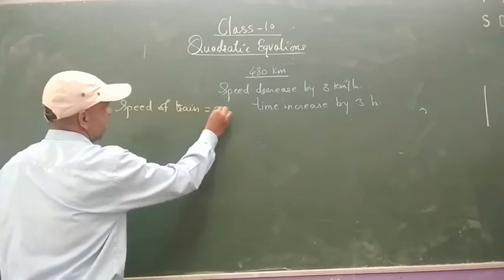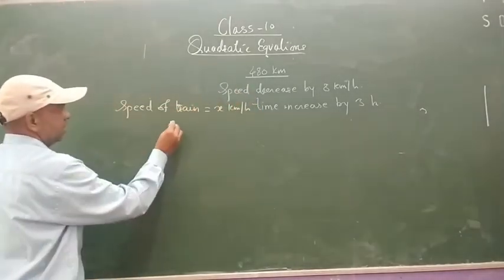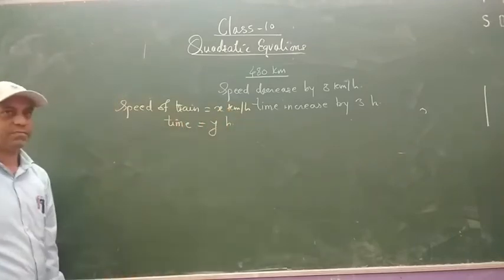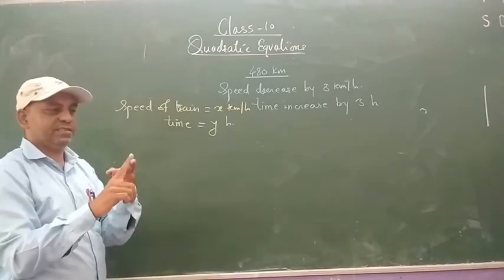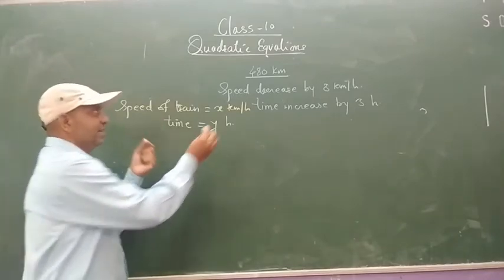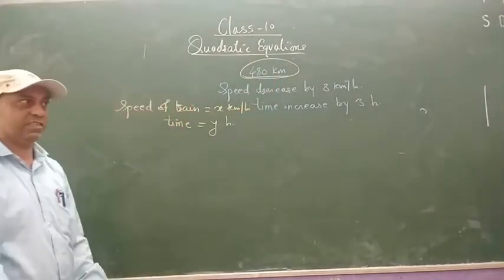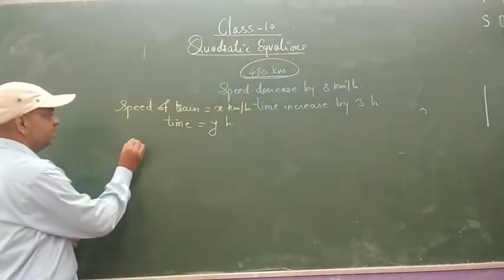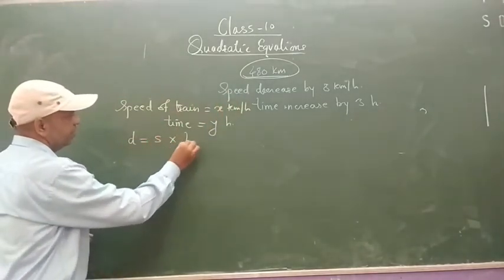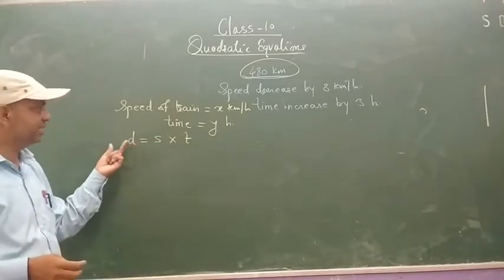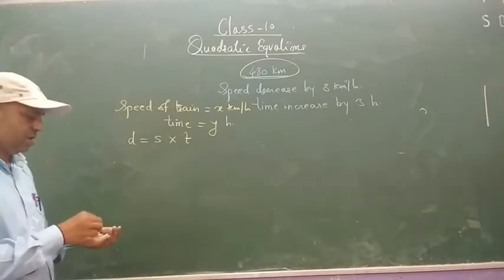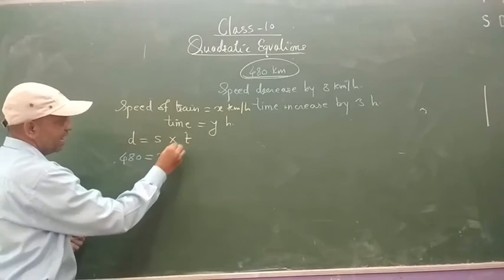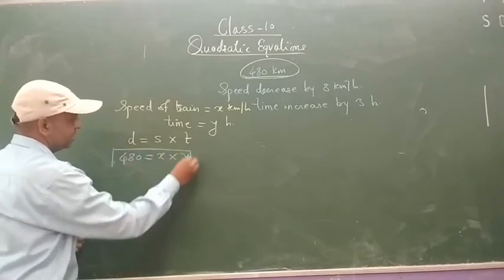Speed of train is x kilometer per hour. So time is equal to y. So what is the relation between distance, speed and time? Here distance is constant, just speed and time are variable. So distance is equal to speed into time. This is the relationship between distance, speed and time. Now distance is 480, speed is x and time is y. So this is our first equation.